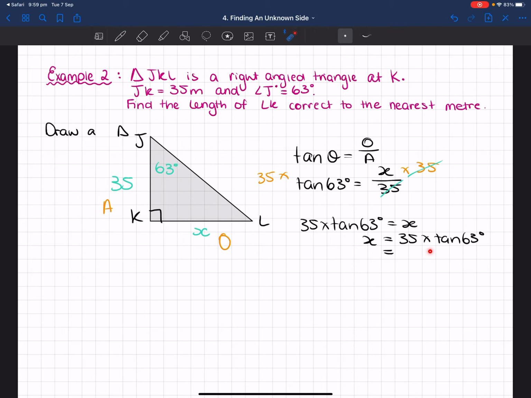You can write them in reverse to make it easier for you. And again, you literally put that straight into your calculator. So 35 times tan of 63, close the bracket, and you get 68.69, which is 69 if we go to the nearest meter. So it's 69 meters.